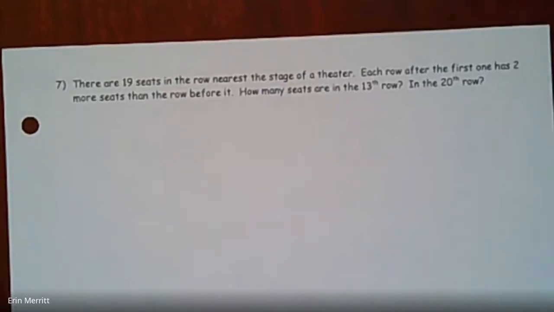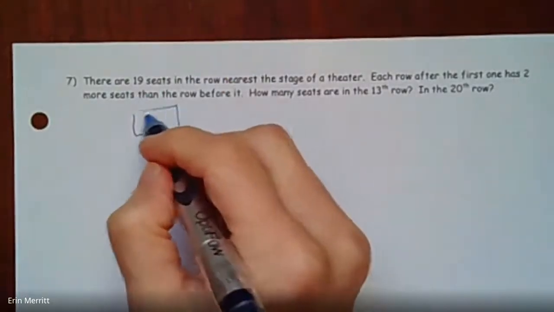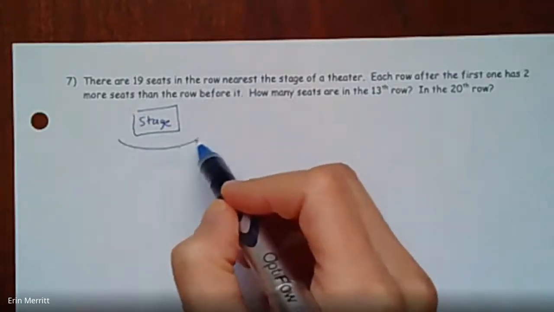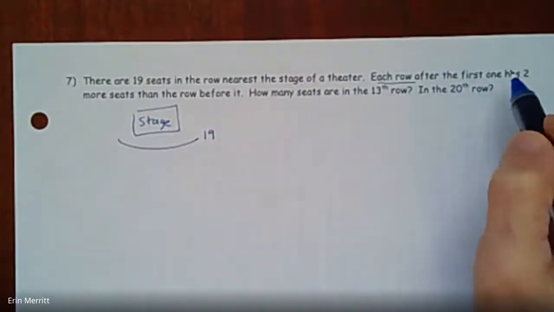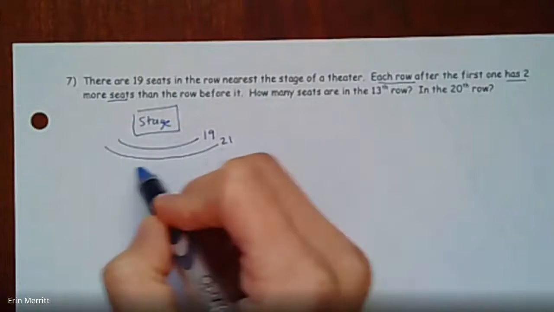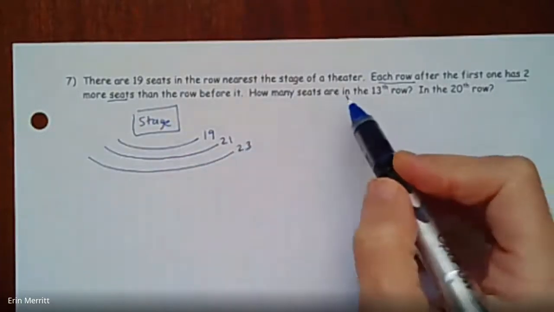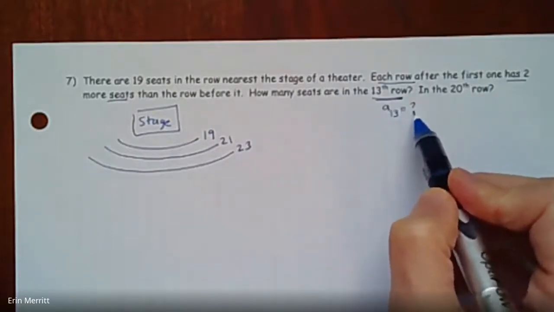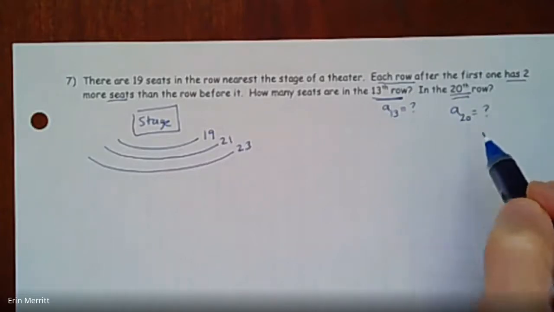All right. It doesn't have to be an amazing drawing, but just kind of sketch what's happening here. So maybe here's your stage. And it's saying the first row has got 19 seats. So here's 19 seats. Each row after the first row has 2 more seats in it. So then that would be 21 and 23, something like that. When it says how many seats are in the 13th row, we're looking for what's a sub 13. How many seats are in the 20th row? That would be find a sub 20.